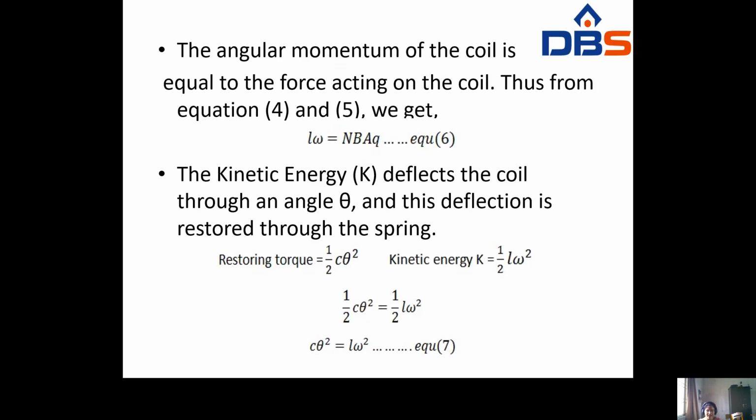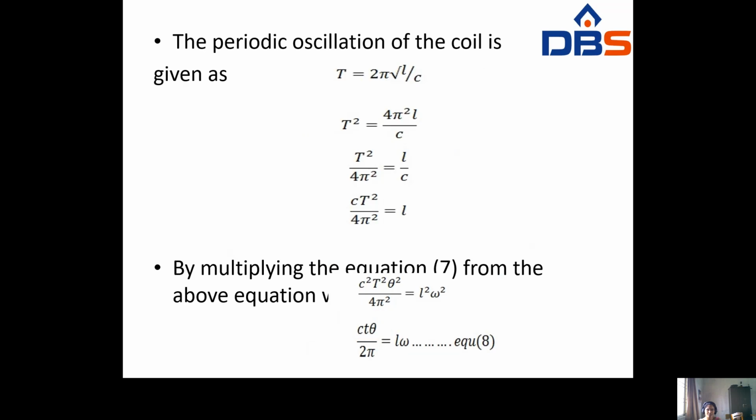By multiplying the equation 7 from the above equation, in the place of L you can write this equation. At that time, this equation will become C square T square theta square by 4 pi square equal to L square omega square. Whenever you apply the square root on both sides, this will become C T theta by 2 pi, and this will become L omega.